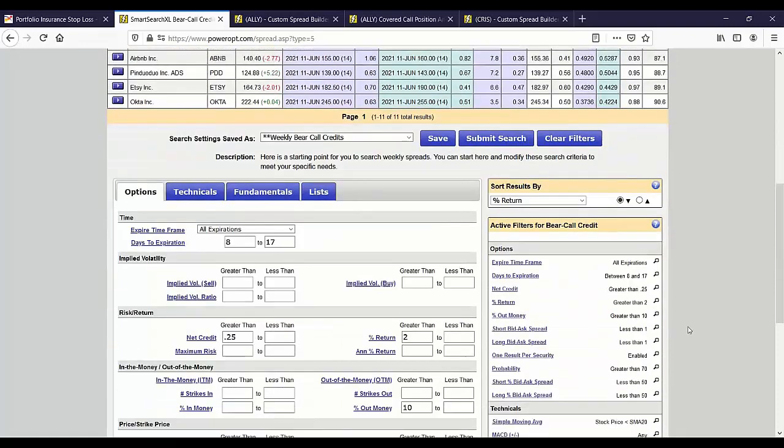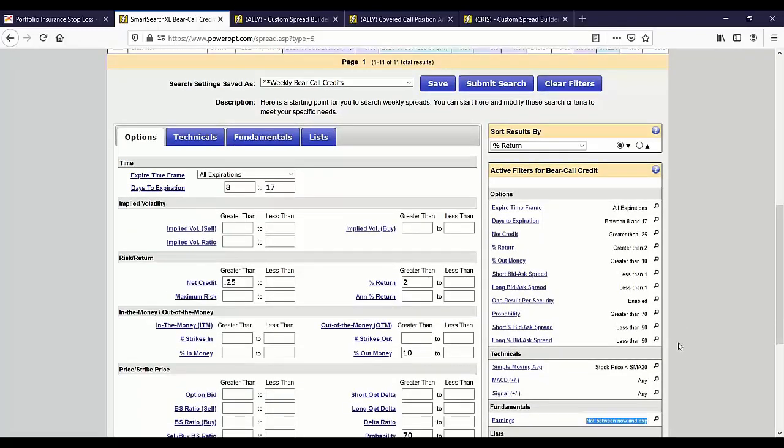Combination of both stock, technical, fundamental, and the options criteria to give you the tools to try to be as successful as possible in your preferred strategy.